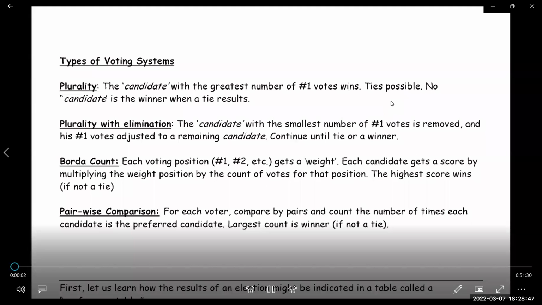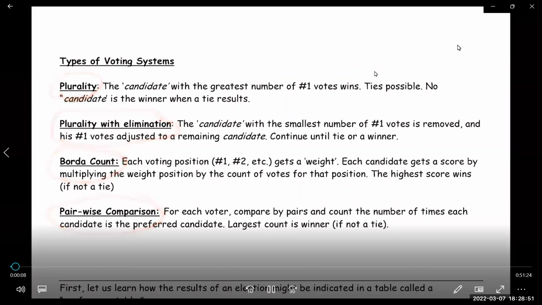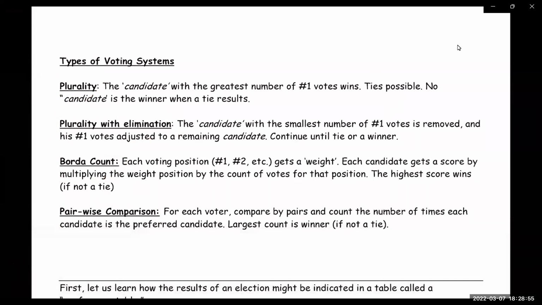All right, so there are 4 types of voting methods: plurality, plurality with elimination, Borda count, and pairwise comparison. Let's take a look at plurality first. The candidate with the greatest number of number 1 votes wins. That's the standard: if you get the most first place votes, you win. That's the first method, plurality. Ties are possible, and no candidate is a winner when a tie results. So if you have a tie, then nobody wins.